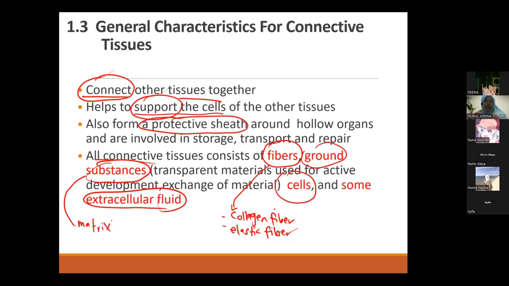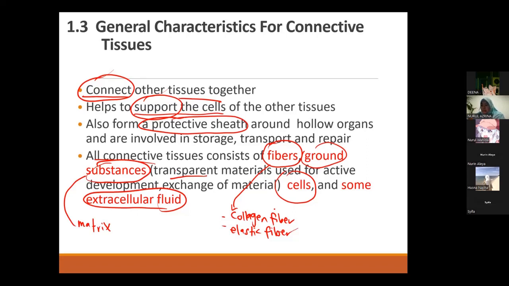So in the matrix of connective tissue, there must be ground substance. What is the property of ground substance? The ground substance is a transparent material that is meant for the development of the cells in the connective tissue, and for exchange of material, for example, exchange of nutrients or gas, within the connective tissue.